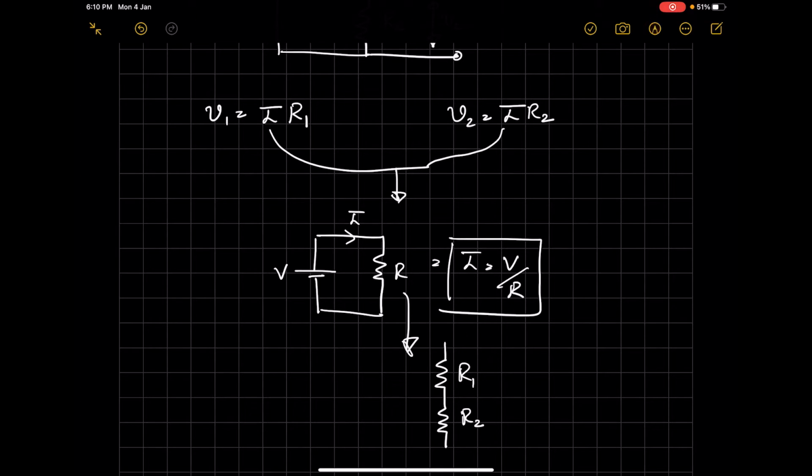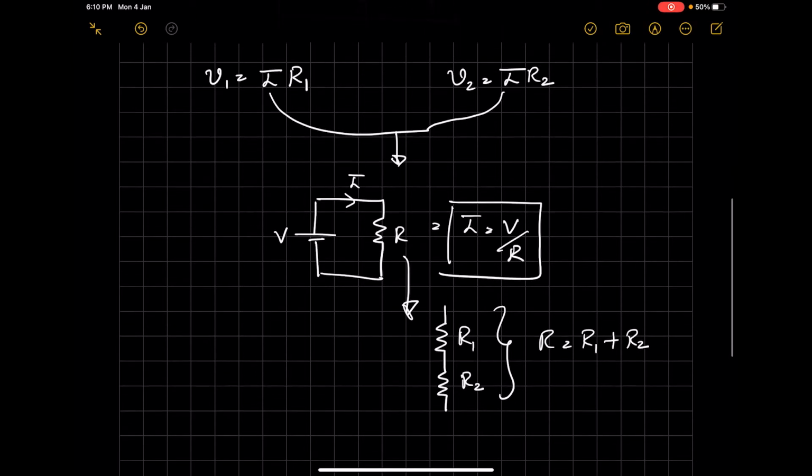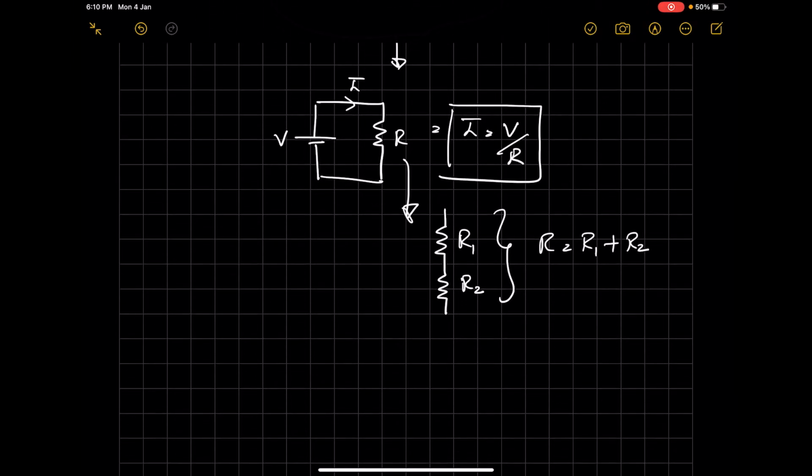Therefore, they can be combined into one effective resistance R given by R1 plus R2, since they are in series. Therefore, the current I flowing through the network is nothing but voltage V divided by the total resistance, that is R1 plus R2.